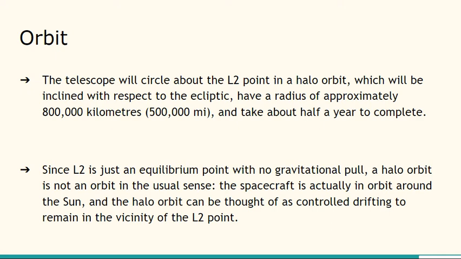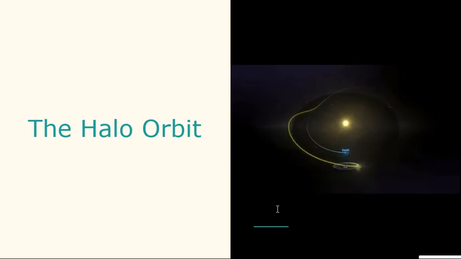So it has an onboard thrust system, so that it continuously helps itself to be placed at that particular point, which results in a halo orbit. Yeah, this is the animation I was talking about. You can see how the telescope is revolving around a point, which is called L2, the Lagrangian point 2.